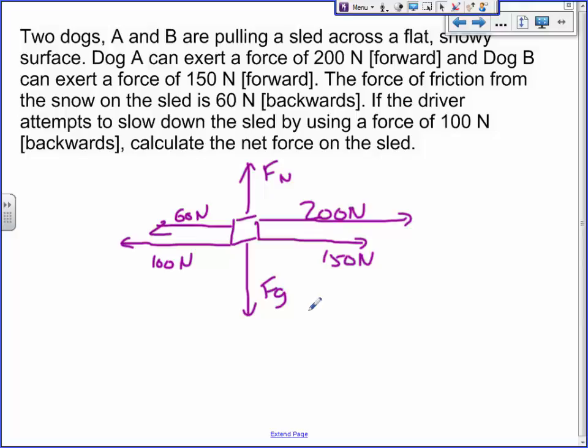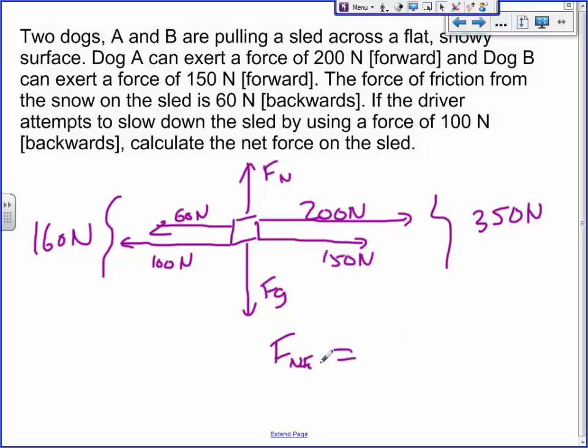But to start with here, would you guys hopefully agree with me that going forward, you're going forward with 350 newtons total? But pulling you backwards is 160 newtons. So really there's not a formula to this. This is more of a, I hate to say common sense, right? So 350 minus 160, your net force is 190 newtons.